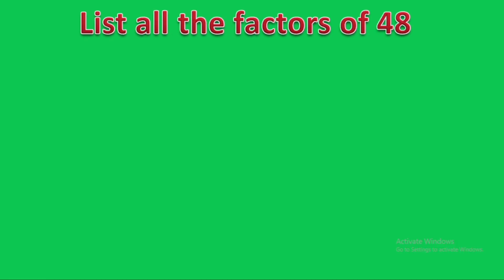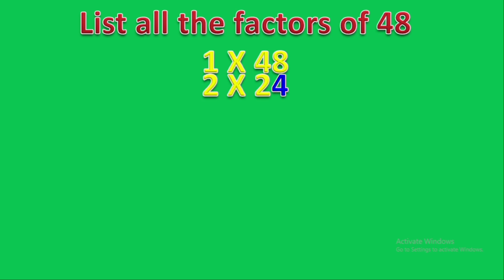Now we will learn how to find the factors. So here an example is taken, the number 48. Now we will always start from 1 because 1 is a factor of all the numbers. So let's start: 1 into 48, that gives me 48. Then 2 into 24. Now you must be thinking why 2, then 3, why not some other number?